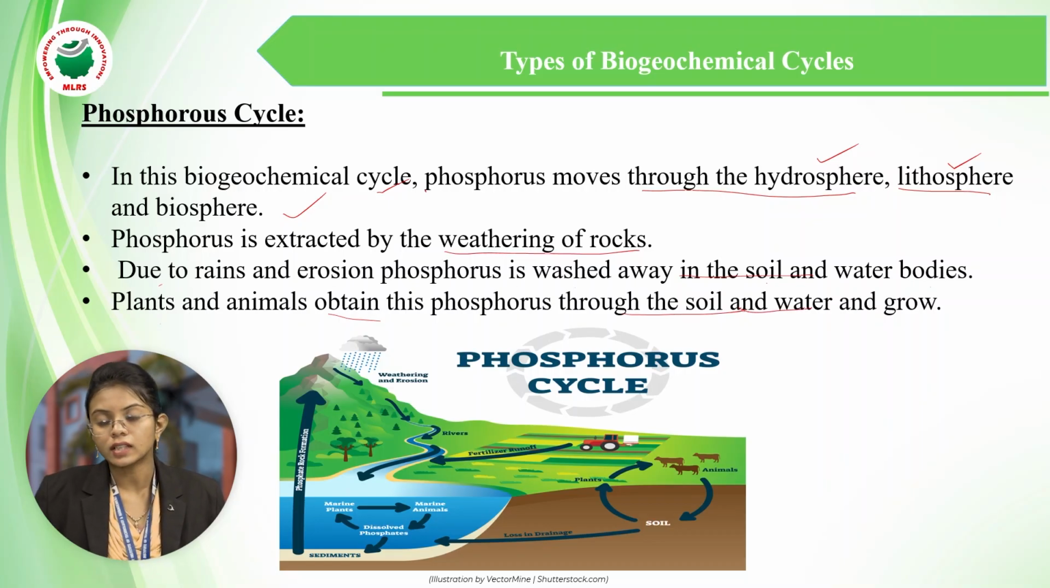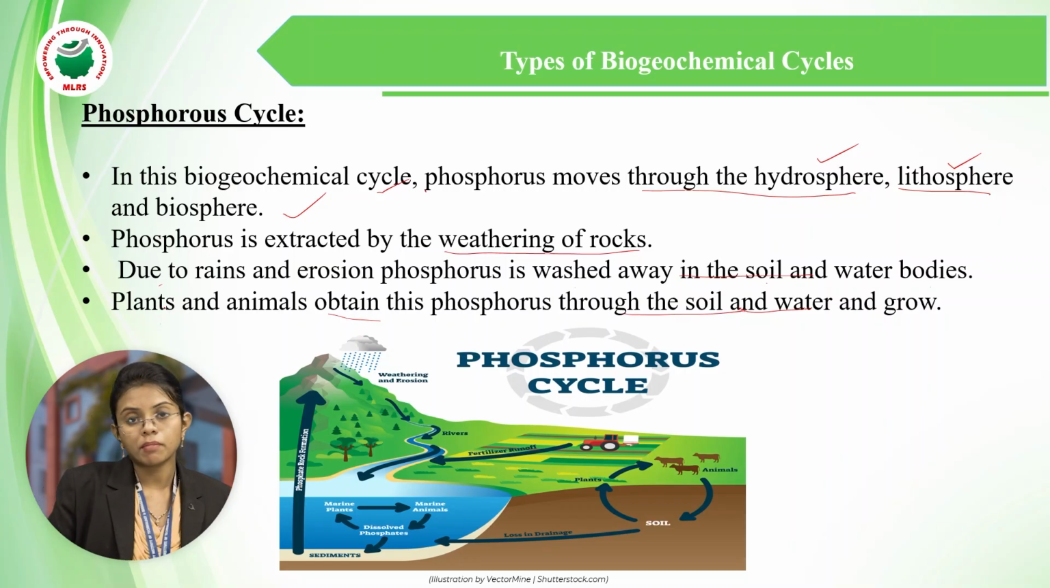So in the phosphorus cycle, the element phosphorus transfers through the hydrosphere, lithosphere and the biosphere. And we can extract this phosphorus by the weathering of rocks. And whenever there are rains or erosion, the phosphorus will be washed away, or removed, and it will get into the soil and water. So what is happening? Plants and animals obtain this phosphorus from the soil and water and they grow.